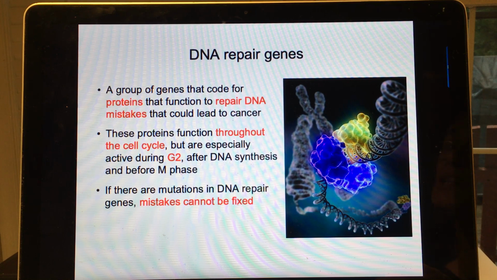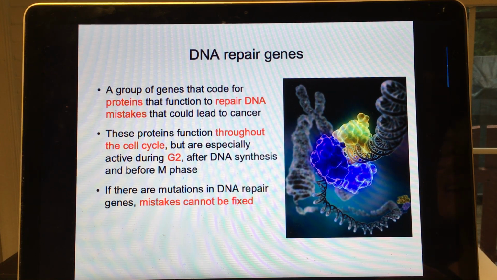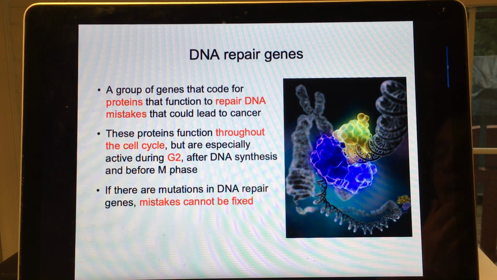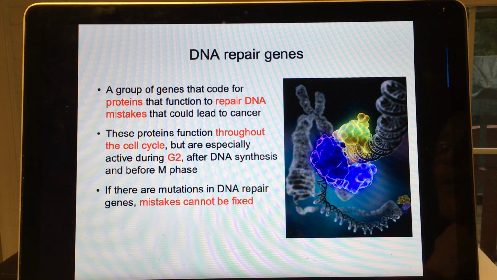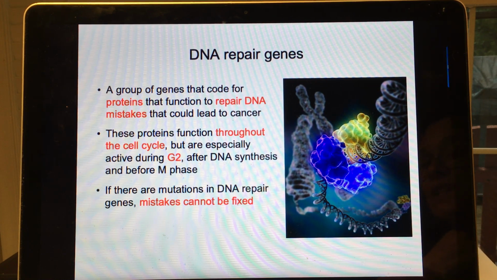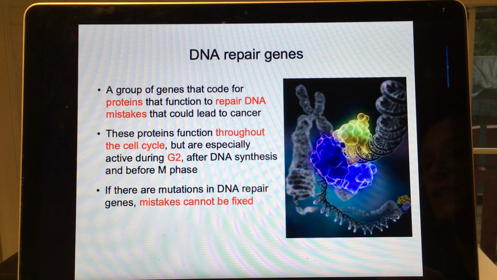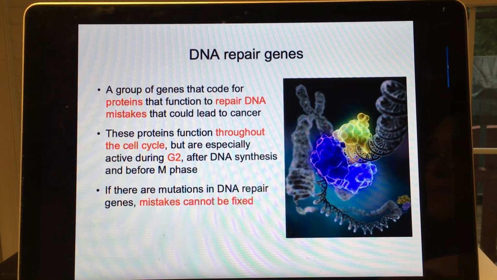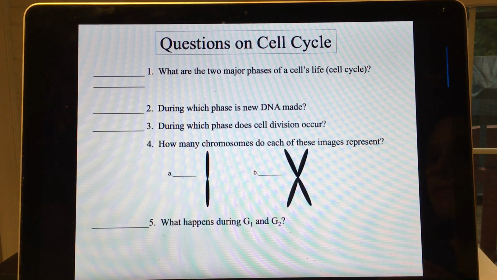So if there's a mutation in a DNA repair gene, mistakes can't be fixed. Typically, in order for cancer to occur, you have to have a mutation in either a tumor suppressor gene or a proto-oncogene and a DNA repair gene, because often if you have mutations in the previous types of genes, if the DNA repair genes are functioning, they'll find those mistakes and fix them before cancer happens.